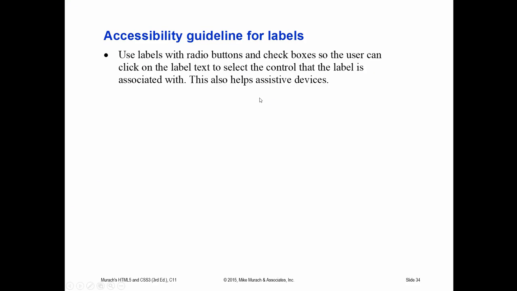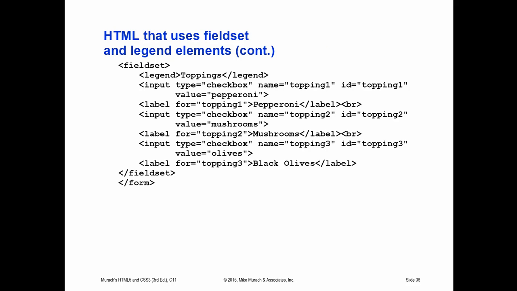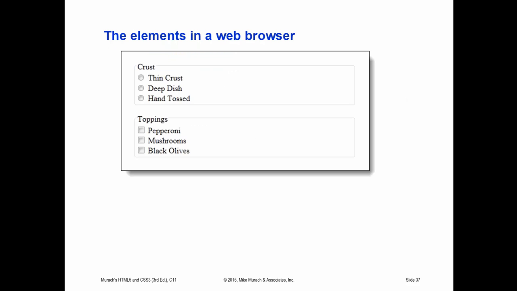Accessibility guidelines for labels. Use labels with radio buttons and checkboxes so the user can click on them. You always want to try to make it as simple as possible for whomever is using your form.